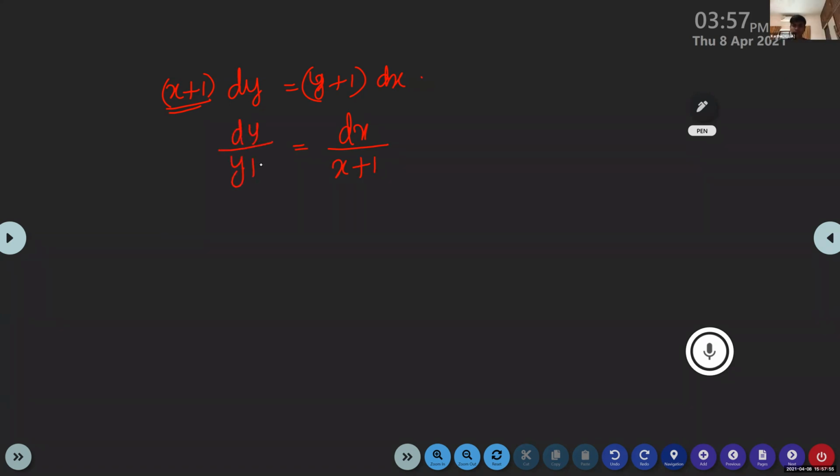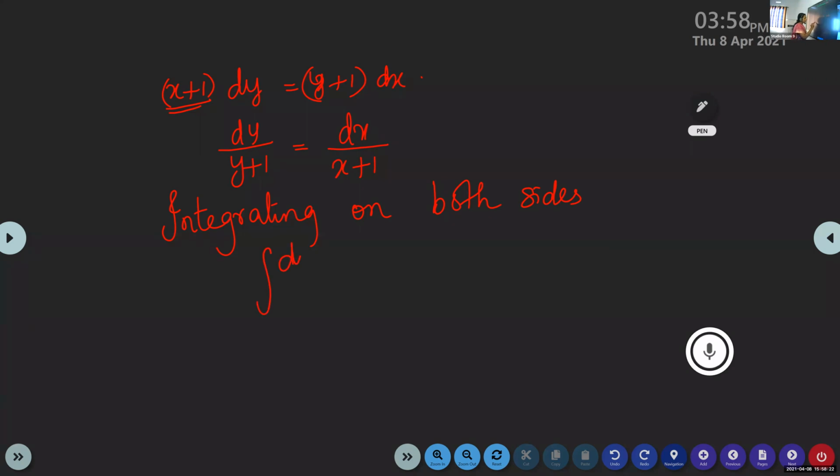Is it clear, Annette? So now we have grouped the terms. With dy, we have collected y terms. With dx, we are taking x terms. Next step, we integrate on both sides. Integrating both sides, the integral of dy by y plus 1 is equal to the integral of dx by x plus 1.